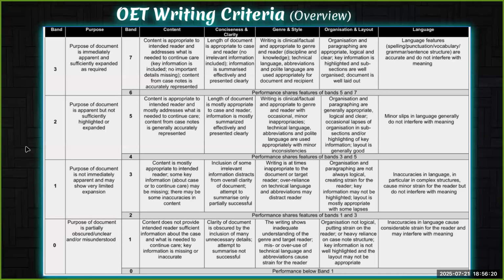You have the table right here. You can just pause the video and read it. But generally speaking, try to learn what the top band in each criterion looks like and try to aim for that.